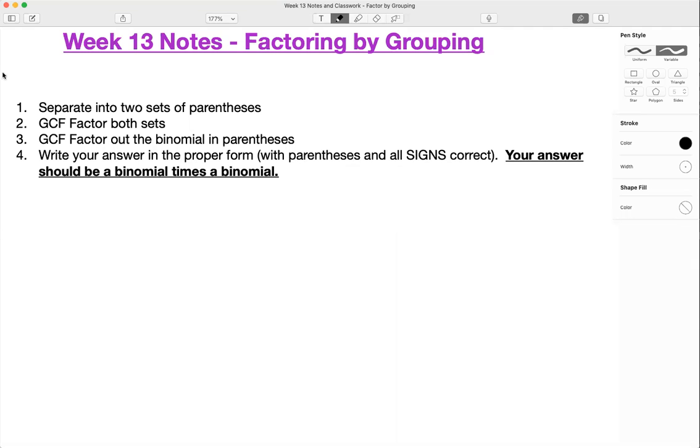This is week 13 notes, factoring by grouping. In this lesson, we're going to be factoring by grouping. Imagine that. It involves taking the GCF like we were doing the last two lessons. But if you guys could please write down the steps.